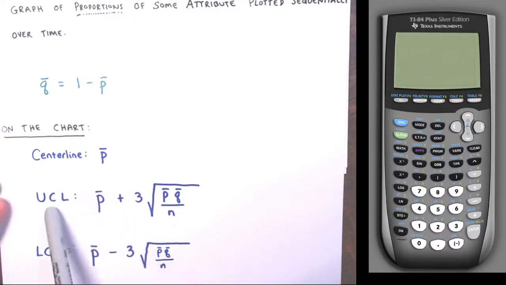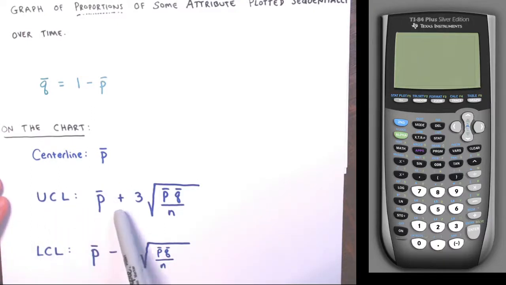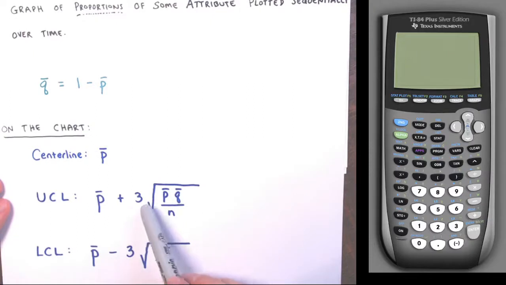So here's how the upper control limit is calculated: P bar plus 3 times the standard error for the distribution of P bar, which is 3 times the square root of P bar Q bar over n, where I showed you the P bar and Q bar earlier, and n again is the size of each sample, not everything, just each particular time period sample.